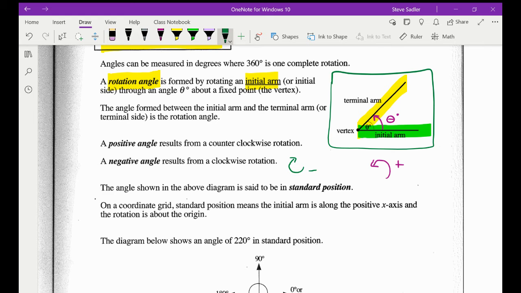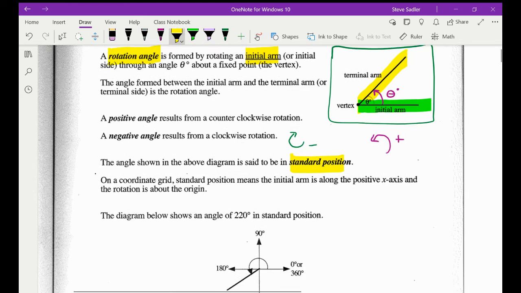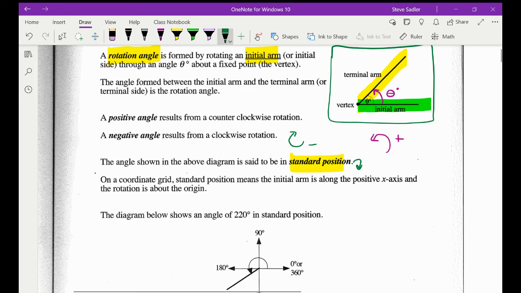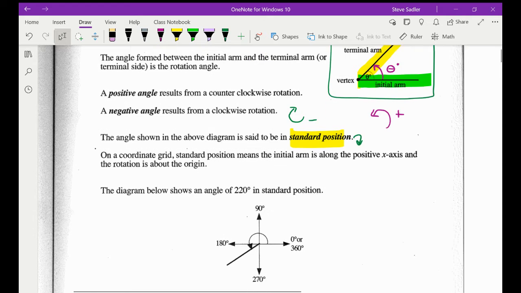So the angle in the above diagram is said to be in standard position. Well, it actually says it right here. Standard position means that on a coordinate grid, on an XY grid, the initial arm is along the positive x-axis, and then the rotation is about the origin.